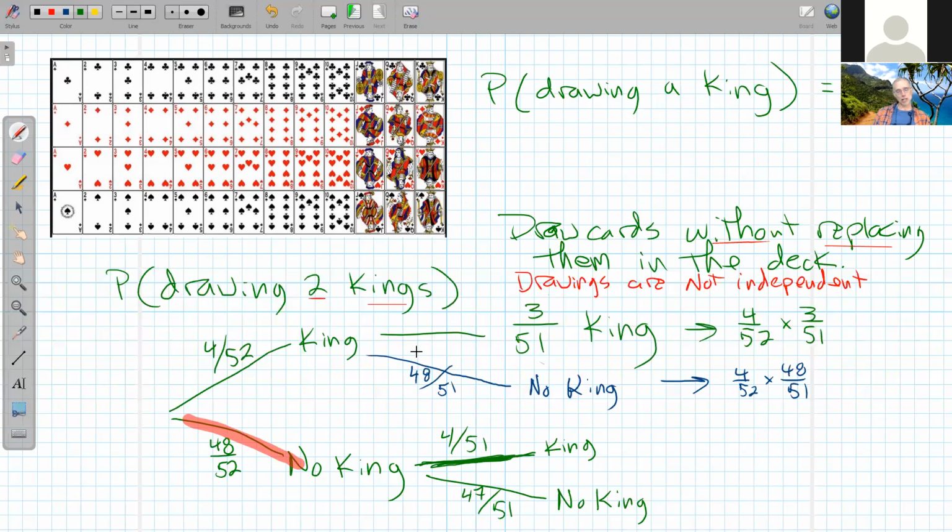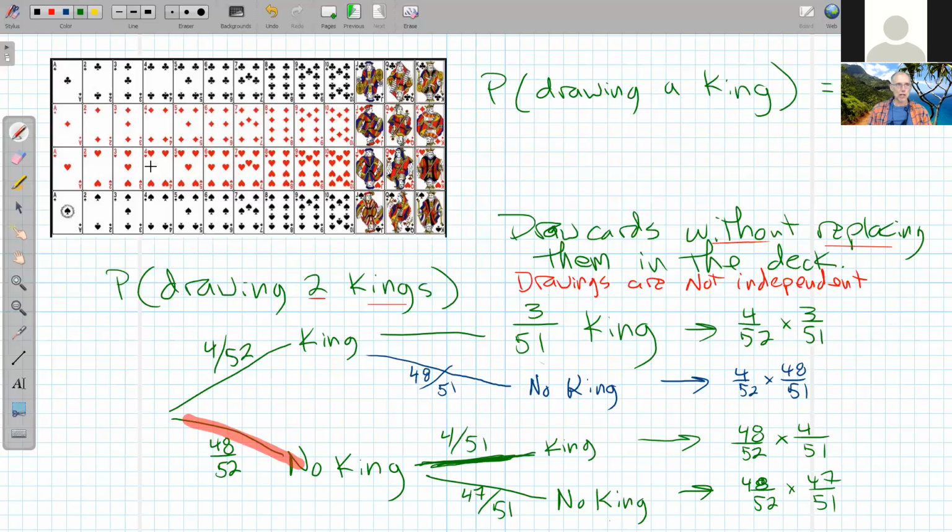So in terms of thinking about a king, on 2 draws, I can either have 2 kings, 1 king, or no king. We'll summarize that in a second. These are all the ways that can happen, 2 draws. So let's just fill this out some more. The third branch here has a first line of 48 out of 52 times 4 out of 51. The last one, no kings twice in a row, 48 out of 52 times 47 out of 51.